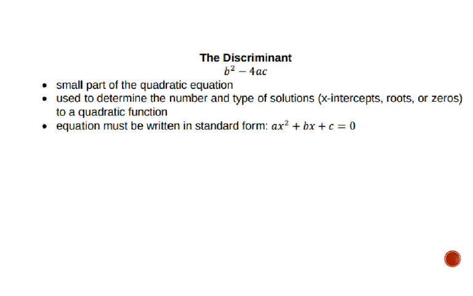Today we're going to look at the discriminant, which is part of the quadratic formula. It's the part that's underneath the square root sign, which is this b squared minus 4ac. And we use that to determine the number and the type of solutions that we have. Remember, those solutions represent our x-intercepts or our roots, or we can call those our zeros.